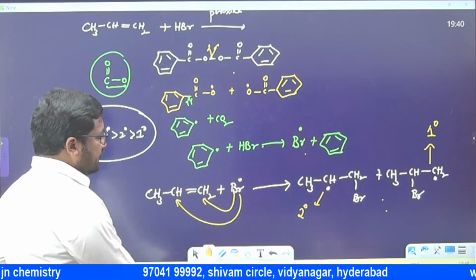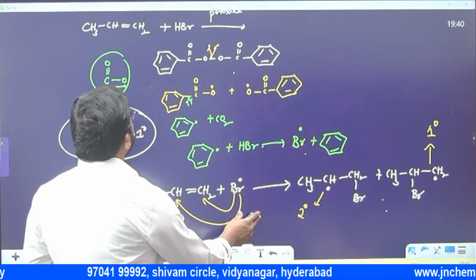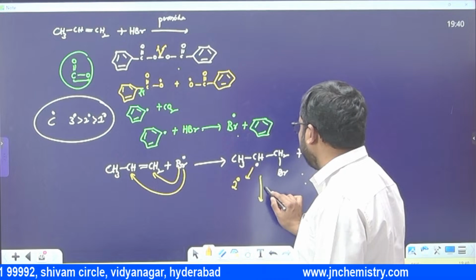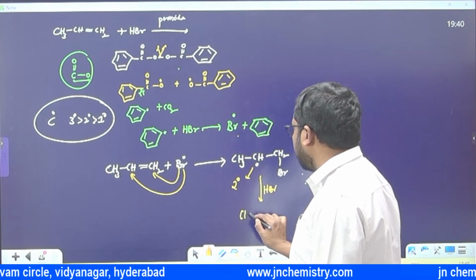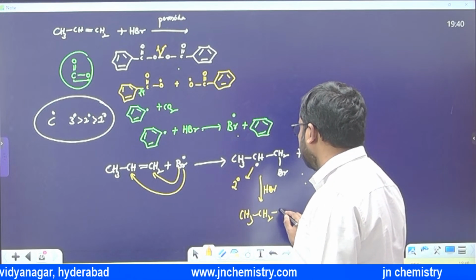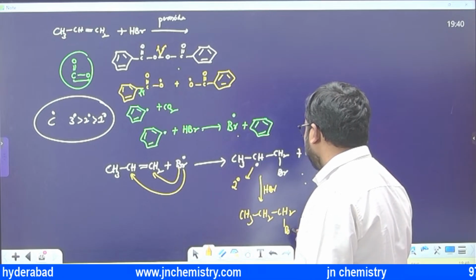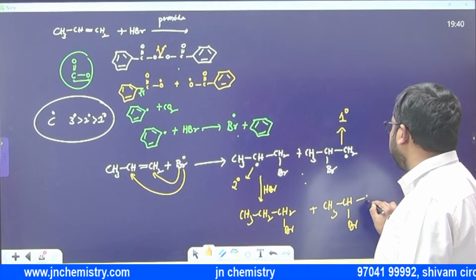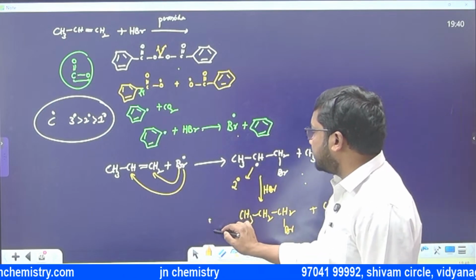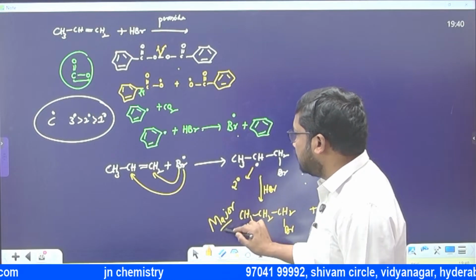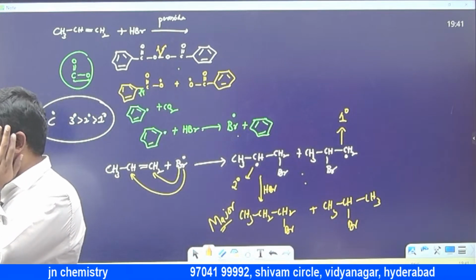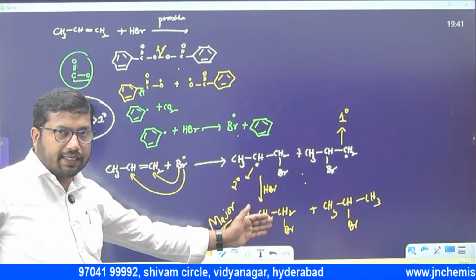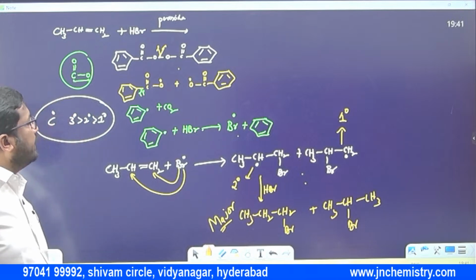Then afterwards what exactly happens? Once again HBr is coming and attacking over here. So CH3, CH2, CH2, Br, this is the major product, this is the minor product. This is major because of carbon free radical stability. H is added and the Br radical is going out as a byproduct. Write it down.